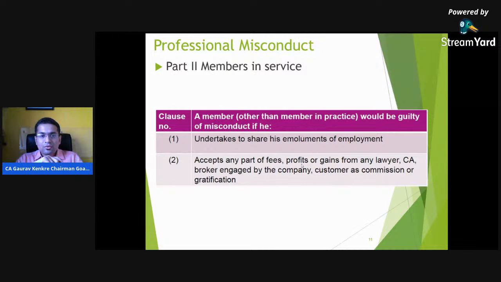Again, if a member accepts any fees or profits or gains from any professional like a CA, lawyer, or any broker or any customer as a commission or gratification, this hints at some kind of kickbacks. For example, if you are in a position to tell someone that you will accept the tender provided that person gives you something in kind or in cash, this is obviously not only a crime but also a professional misconduct.